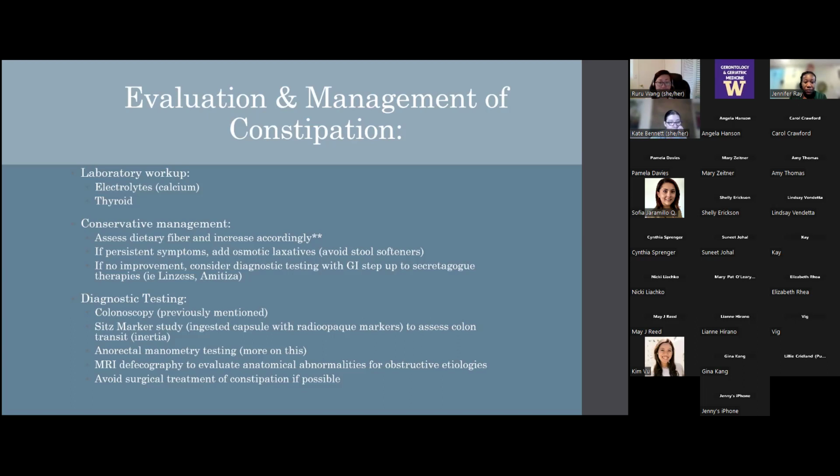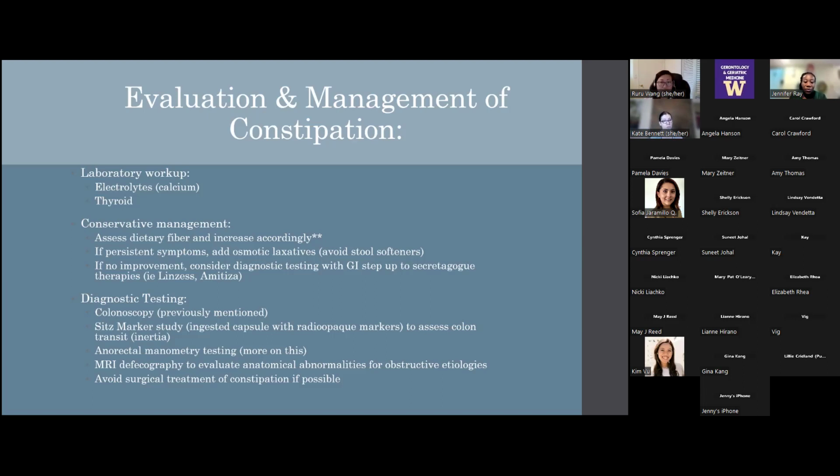The diagnostic testing for constipation is colonoscopy, as I previously mentioned. We can do things like a SITZ marker study, which, if you've not heard of that before, is one big pill that has 28 radio-opaque markers inside. The patients swallow those. We have them hold their constipation meds for 5 days for the study, and they get x-rays on day 5 to see how many of those markers are left in the colon. If it's greater than 5, then they have colonic inertia, which is a form of extreme severe slow transit constipation.